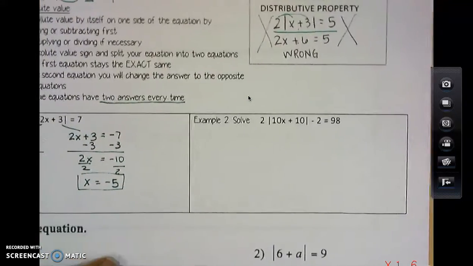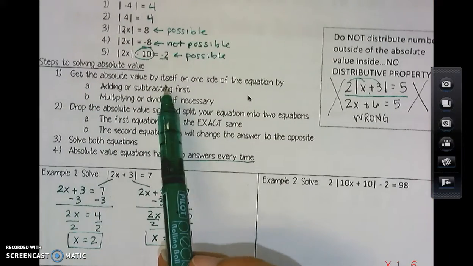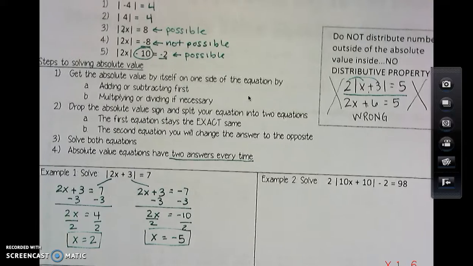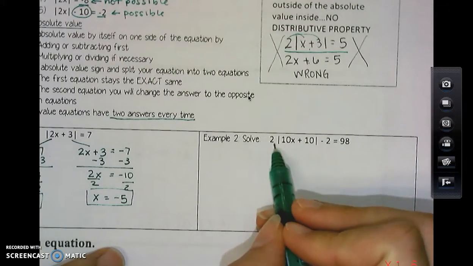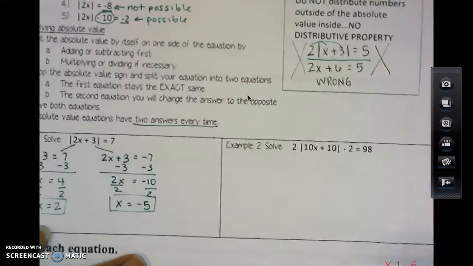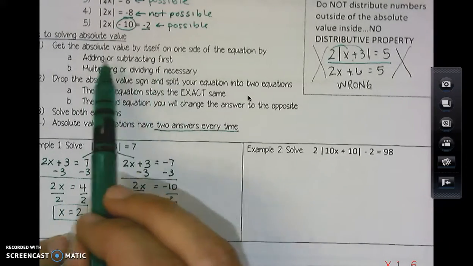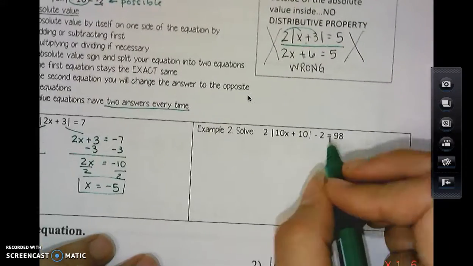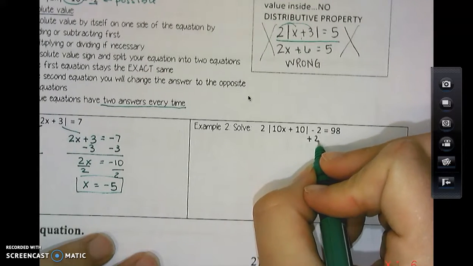All right, let's look at the second example. Now the second example, so our step 1 says get the absolute value by itself on one side of the equation. You can see over here that the second equation doesn't have that. I've got a multiply by 2 and I got a -2 here. Okay, so we always get rid of the adding or subtracting first, and that's listed here under 1A. So add or subtract first. So I need to get rid of this subtracting 2. So I'm going to add 2 to both sides to start with.